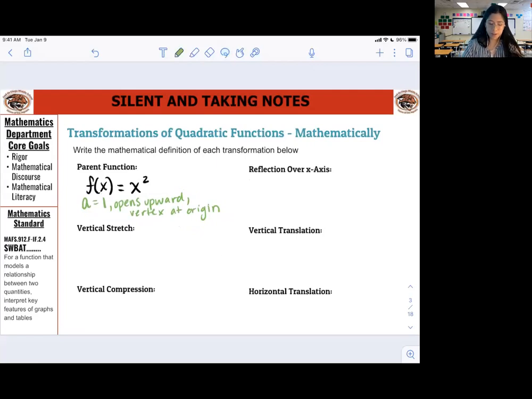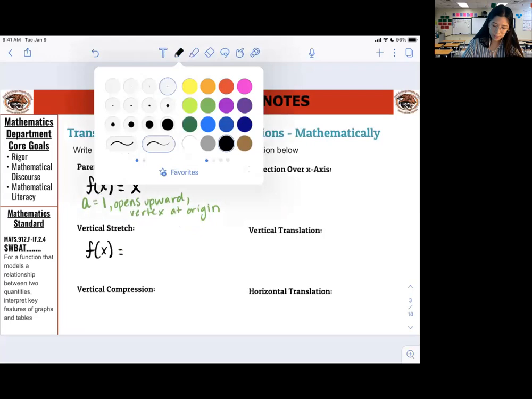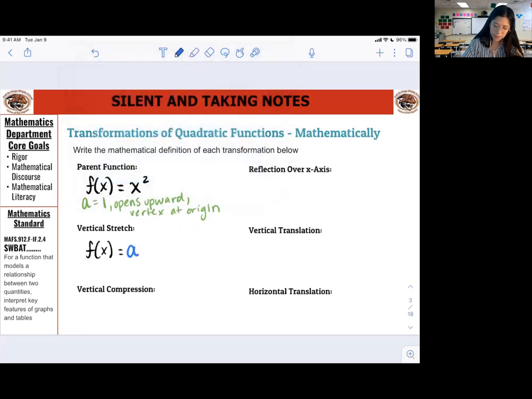Then we've got vertical stretch. Vertical stretch is when you have a leading coefficient in the front. And who can remind me, when you have a vertical stretch, what is the value of A going to be? What type of number? Greater than 1. Good. A is greater than 1. So vertical stretch, it gets skinnier, it stretches out, and that's because A is greater than 1.